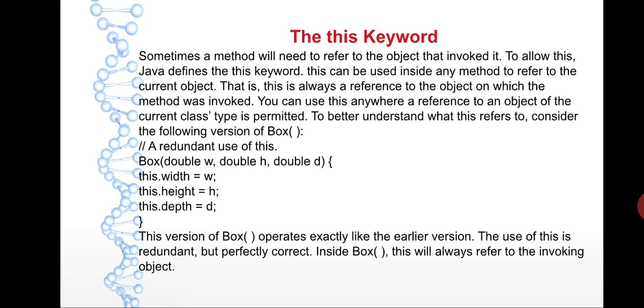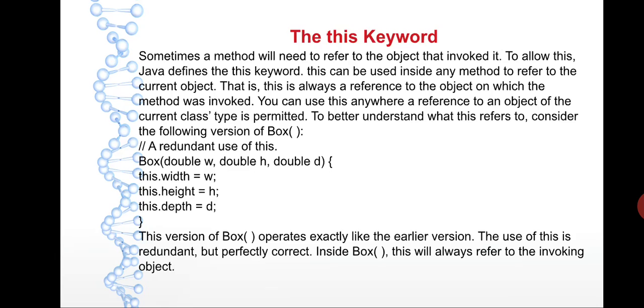So you can go to that example, where you have one Box constructor with double w, double h, double d. There are three variables which take the parameters, and inside that you have this.width = w, this.height = h, this.depth = d. That means whatever object has been created, that object will be used for width, height and depth.